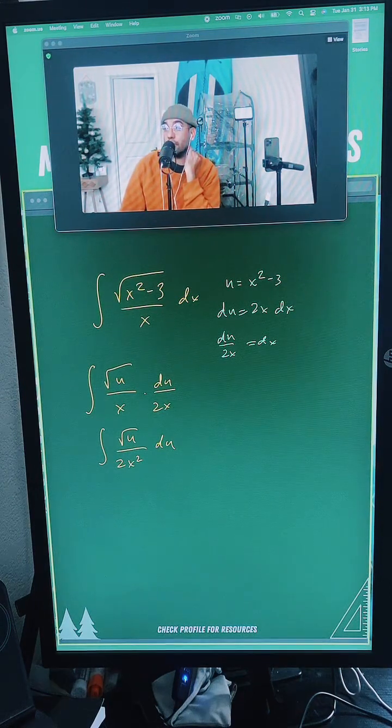Okay, so Brady said u sub and then rewrite x squared in terms of u. Okay, nice.